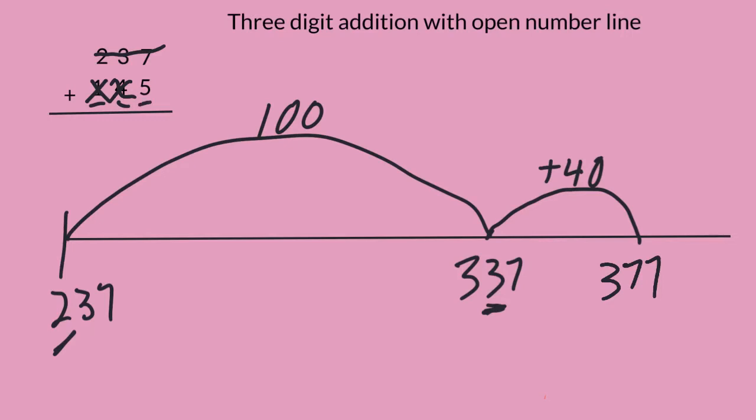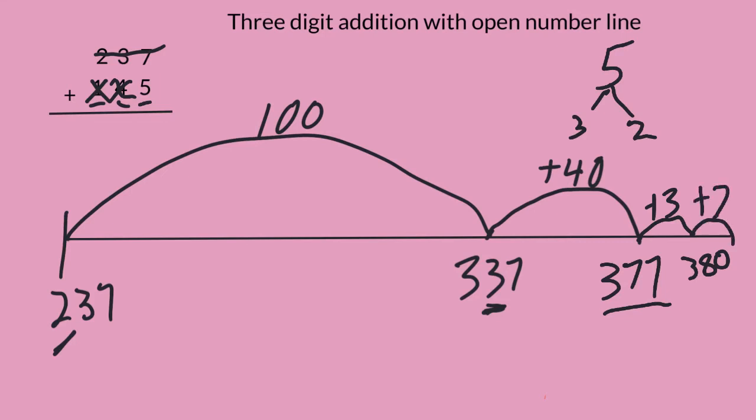Finally, what we need to do is a jump of 5. Now there's a few ways to do this. The first way that we could do is take the number 5 and just do a small jump of 3, and that's going to put us to the next 10. 377 now goes to 380. Looking at the number 5, we already used 3 of it, so that means we have a jump of 2 left, plus 2, and that's going to get us to our final answer of 382.